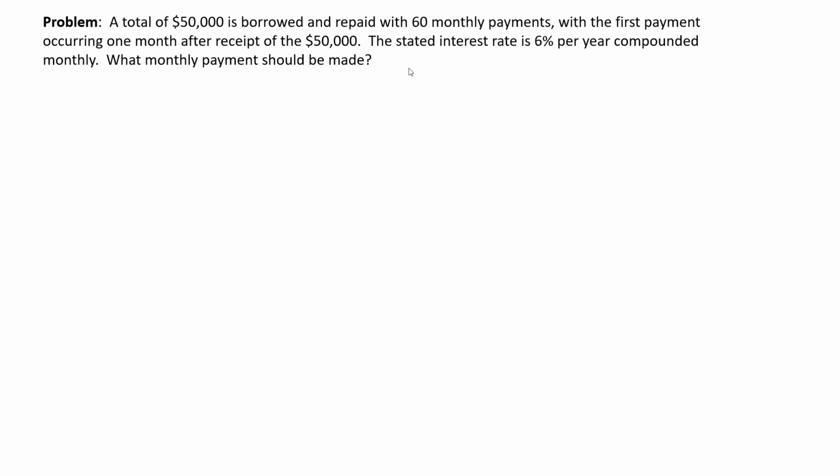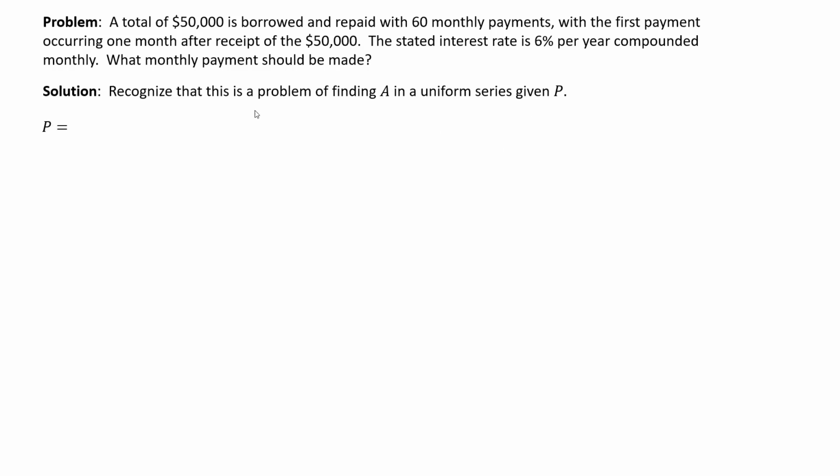Okay. And so how do we deal with this? This is a problem of finding A in a uniform series given P. Would you agree with that? Every month, what should I pay? Same amount. So that means that is uniform distribution, and A is uniform series given P. P happens to be 50,000. I hope you agree with that. And total time of the loan is 60 monthly payments, right?